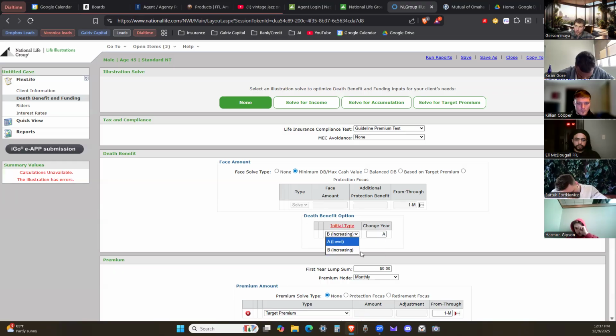And why I always do increasing over level is that since it does start off at a smaller death benefit, meaning that we have a smaller cost of insurance as well. So I want the client to be paying the smallest cost of insurance every year of the policy that they have it. So therefore, I'm going to have an increasing death benefit from them starting from year 1.